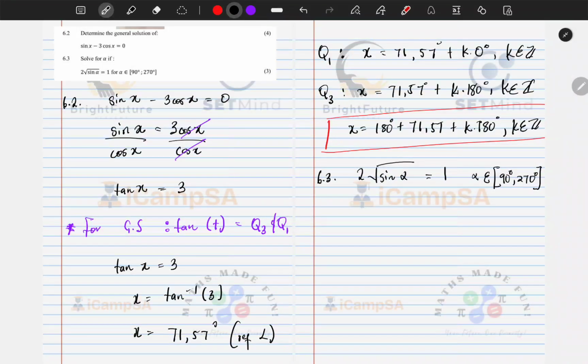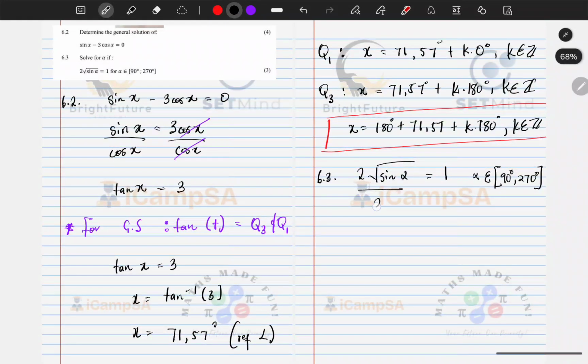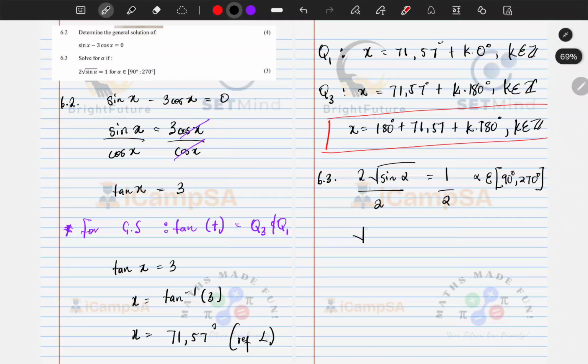So the way in which we are going to do that, we are just going to start by dividing by 2, and then we are going to have your root of sine alpha is equal to 1 over 2, right? And then from there, I'm just going to square both sides. So now I will have sine of alpha is equal to 1 over 4, right?